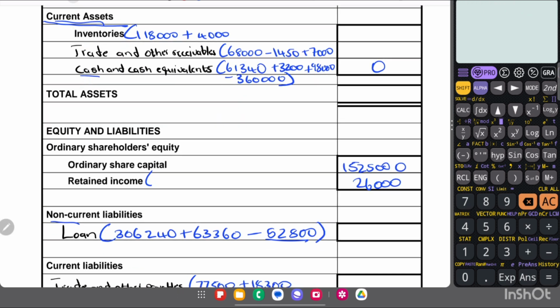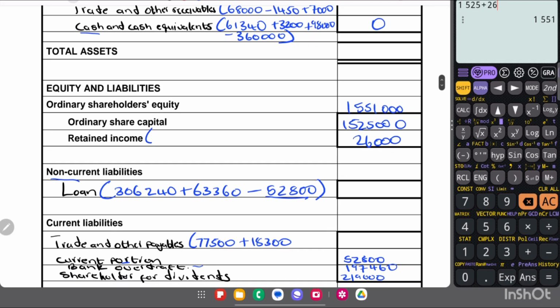Then how much is the ordinary shareholders' equity? It's gonna be ordinary share capital plus retained income. 1525 plus 26, it's gonna be 151,000. Let's go to our loan. Then our loan is gonna be 36240 plus 63360 minus 52,800. It's gonna be 316,800.